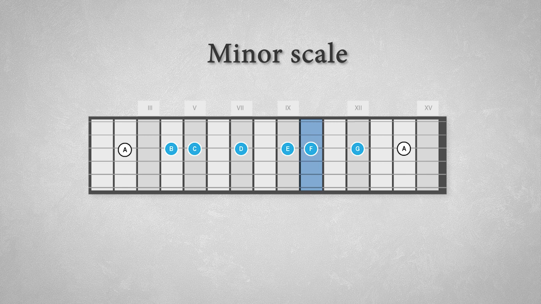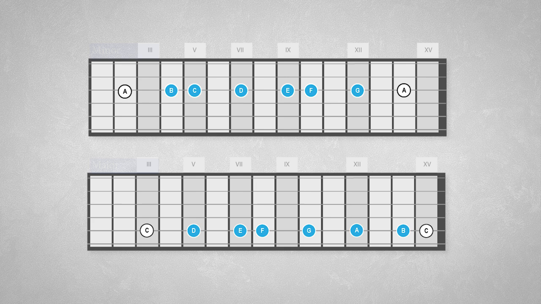So let's compare this to the major scale regarding the placement of the whole and half steps. Well, that's quite a difference. Now we have a half step between the second and third note in the minor scale instead of a half step between the third and fourth note in the major scale. Also between the fifth and sixth note and the seventh and eighth note, we see a difference.